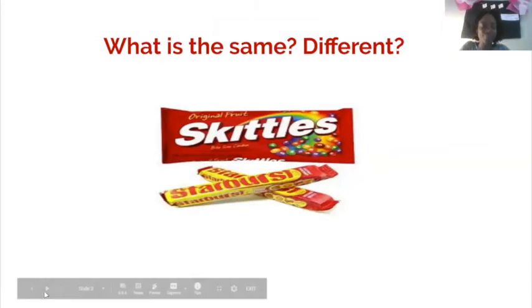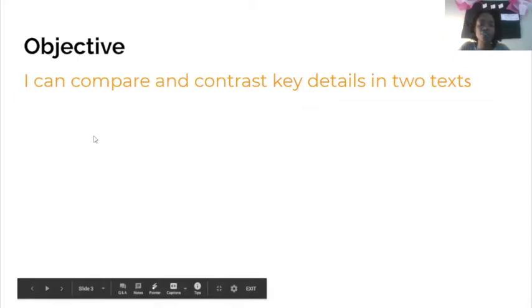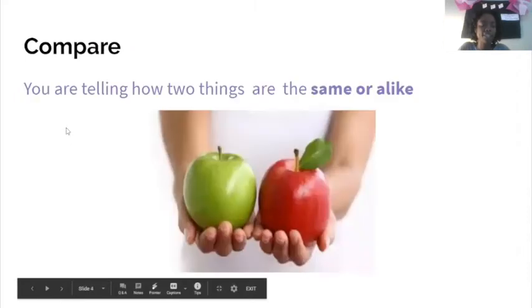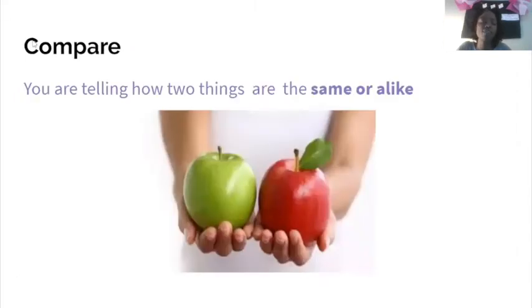Awesome job. This brings us to our objective for today. Let's read it together. I can compare and contrast key details in 2 texts. Awesome job. Now, before we jump in, we want to go ahead and look at a few vocabulary words.